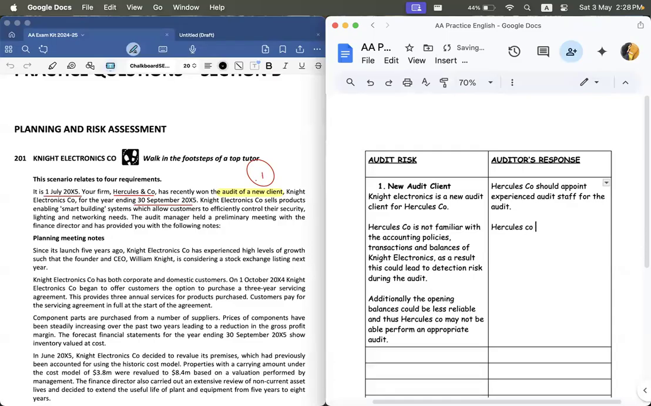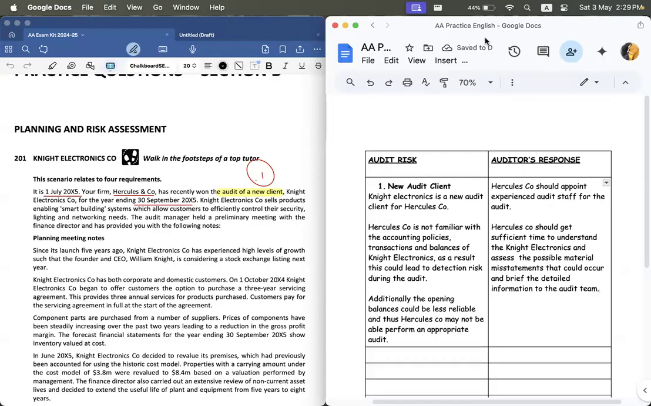Hercules company should get sufficient time to understand Night Electronics, and assess the possible material misstatements that could occur, and brief the detailed information to the auditee. Understood? Simple.